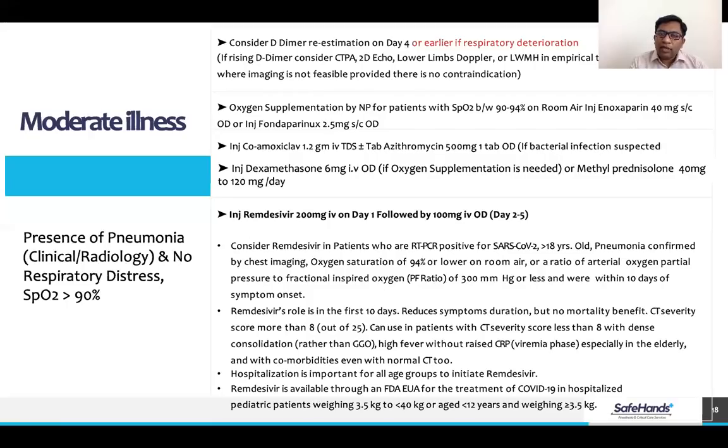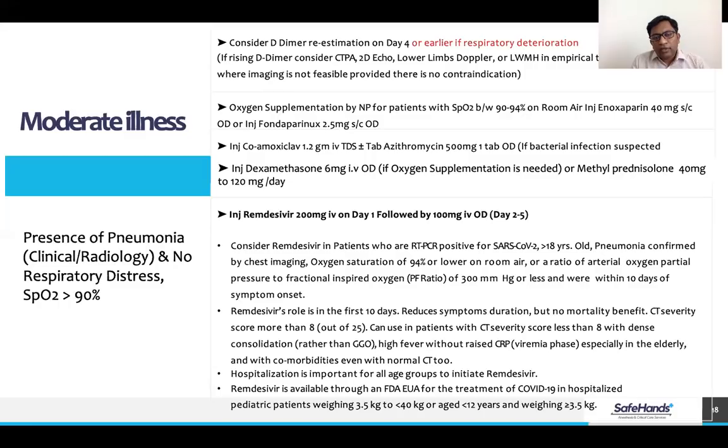Oxygen supplementation by nasal prongs if saturation is not maintained between 90 to 94 on room air. Injection amoxicillin clavulanic acid 1.2 gram IV TDS, plus or minus azithromycin 500 OD if bacterial infection is suspected. Injection dexamethasone 6 mg IV OD if oxygen supplementation is needed, or methylprednisolone 40 mg to 120 mg per day.